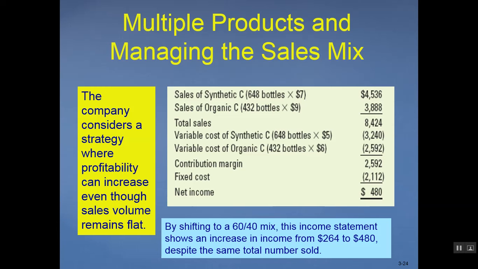Here we're looking at shifting the mix to 60-40. This means that we want to change from 80% of our sales being synthetic to only 60% of our sales. We're trying to sell more of the organic because it has a higher contribution margin. You'll see that it results in a higher net income. Instead of $264, we're now able to make $480.